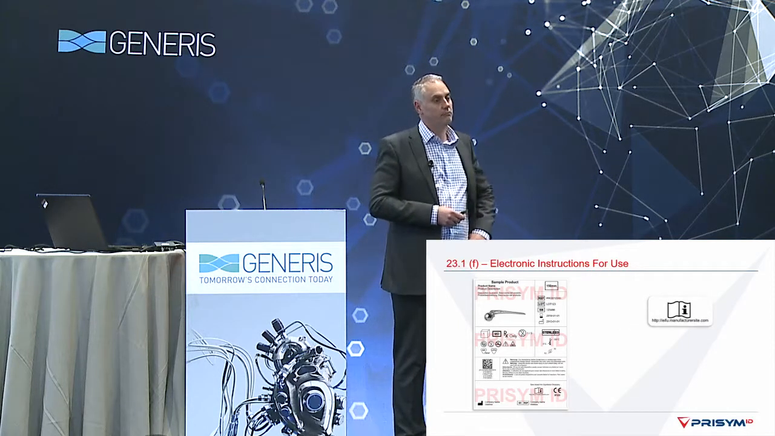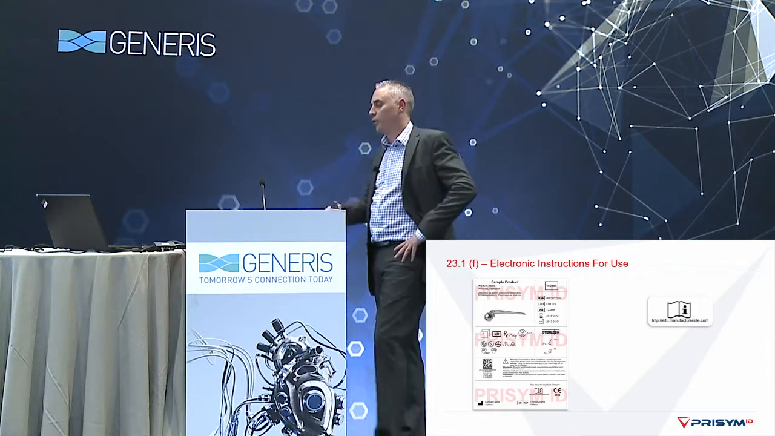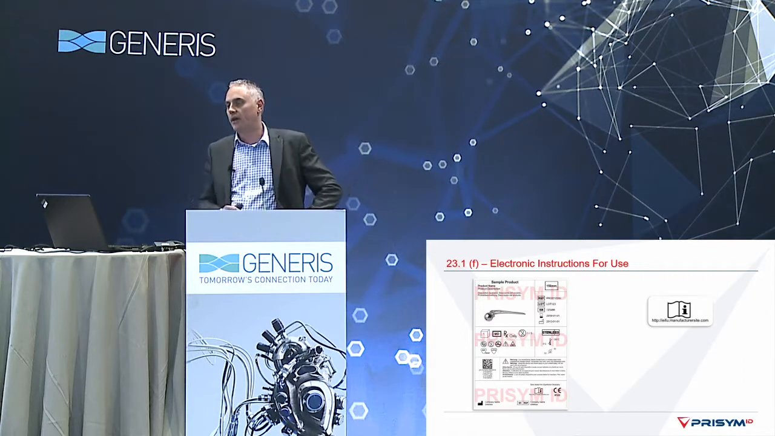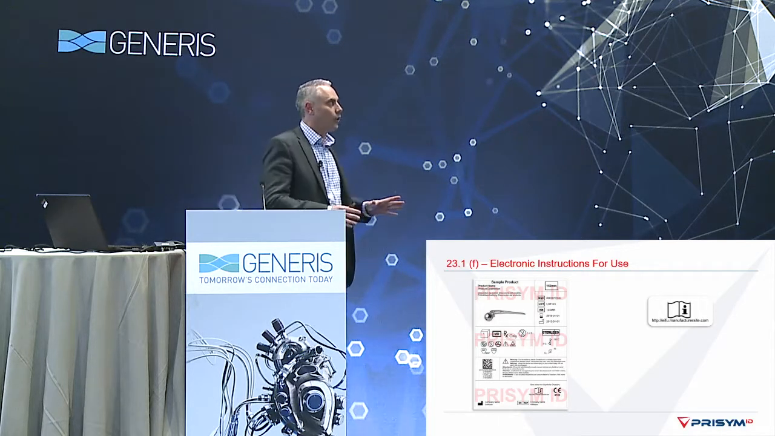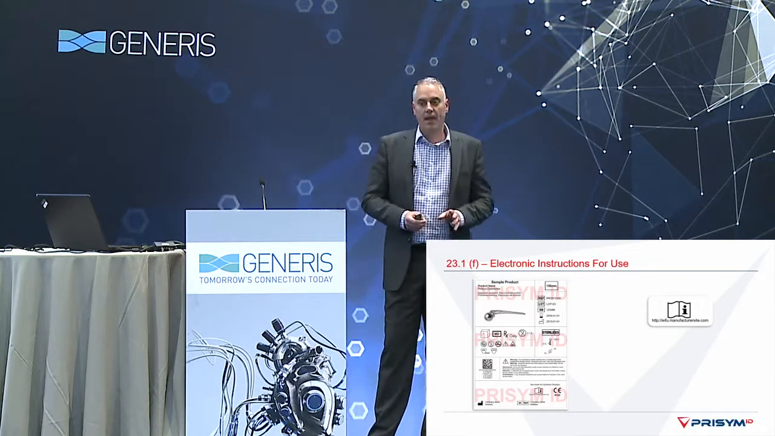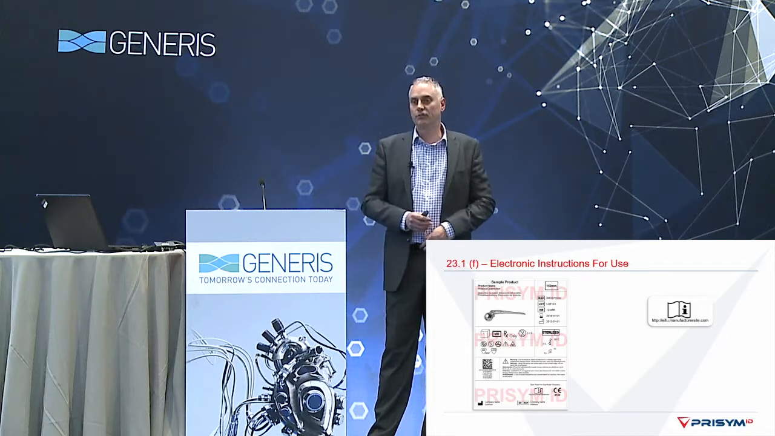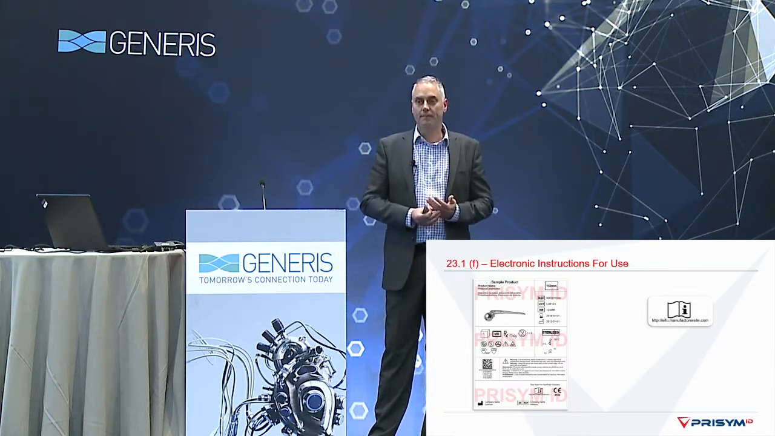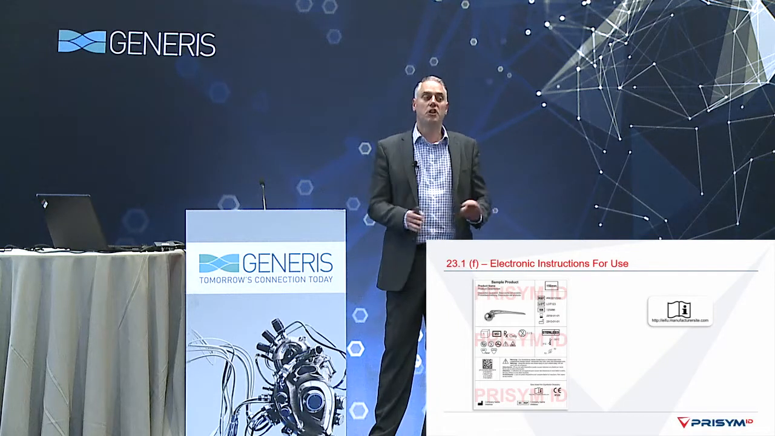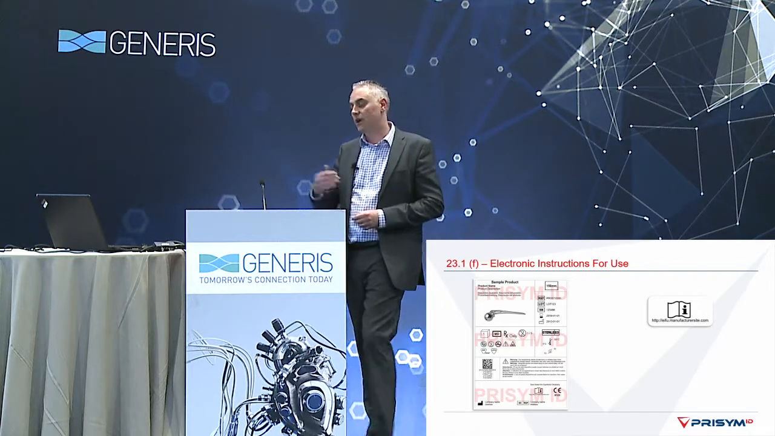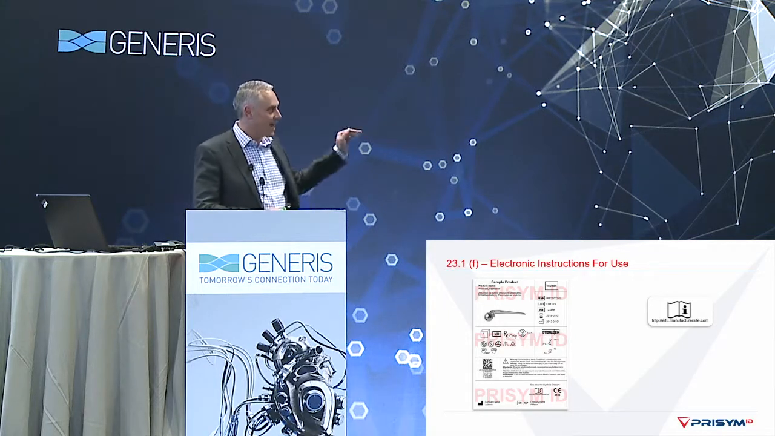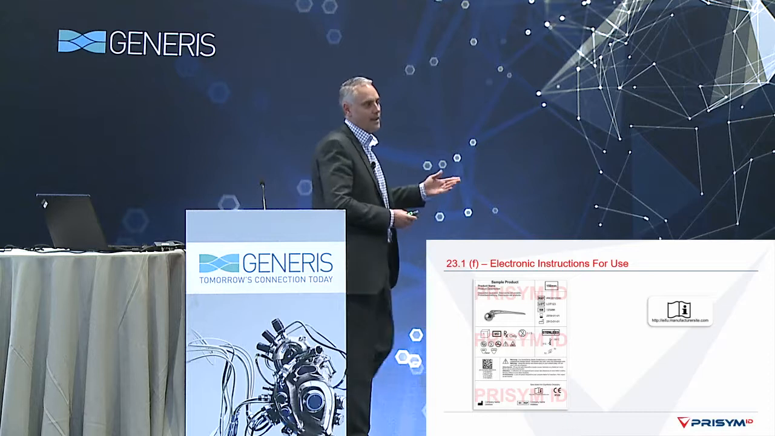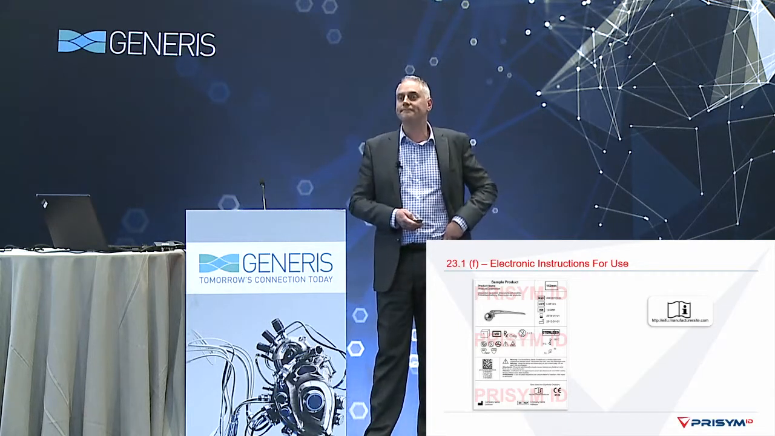Electronic instructions for use, another good thing. EU MDR does support and encourage you to actually move to electronic IFUs. So you only need to provide one copy of an IFU, and you can provide access to IFUs for your customers if your customers are happy with that. If your users and customers are happy with it, you don't need to provide a hard printed copy of an IFU in every product. So you've got to put a symbol on there saying that electronic IFUs are available, and a web address of where they can get more information. So that's a good step forward.